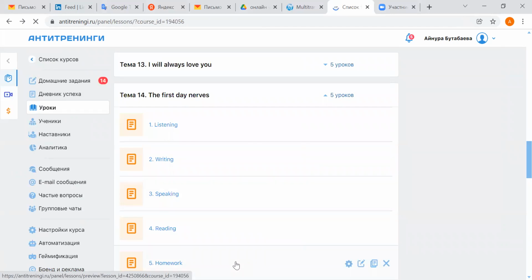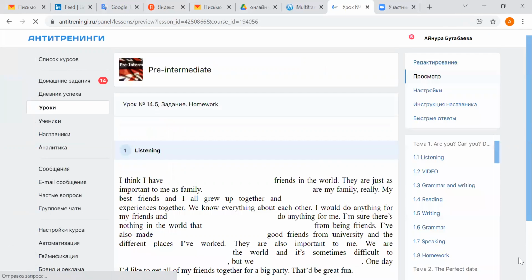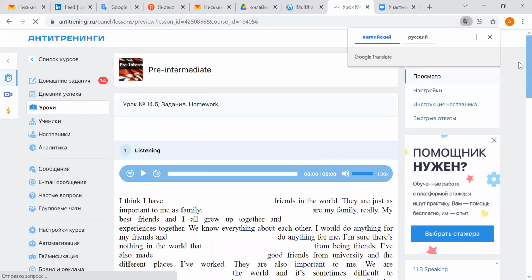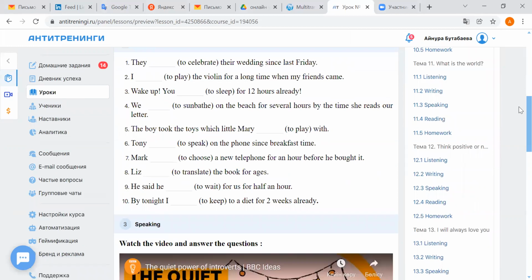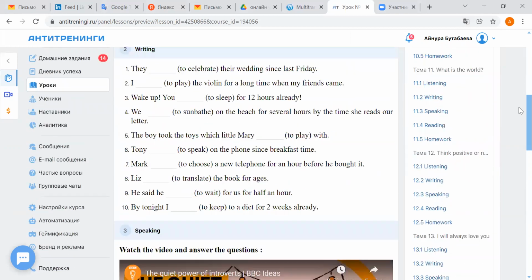And then next, homework. Here you can practice. Здесь можно попрактиковать. Послушай задание здесь, да, нужно будет прослушать задание и поставить слова пропущенные. And then writing. In the writing task, you also have to open the brackets and write the sentences in the correct form.